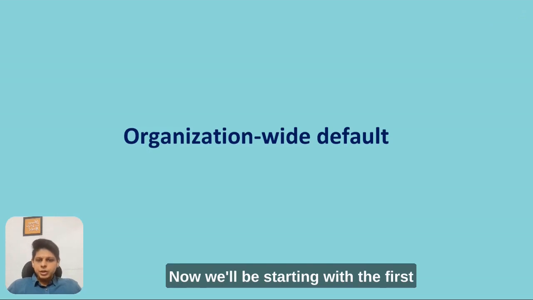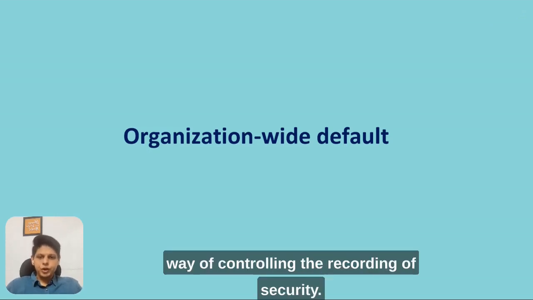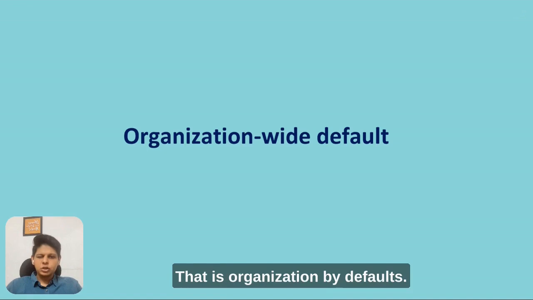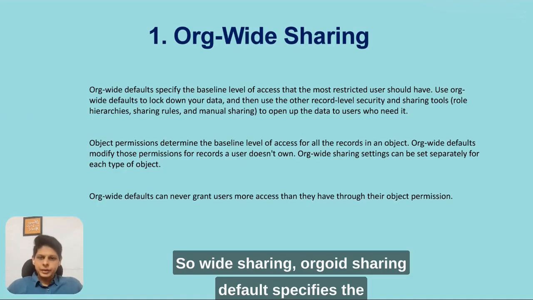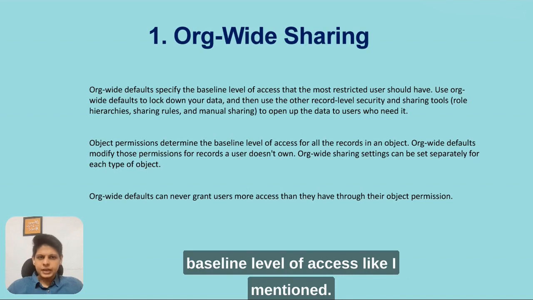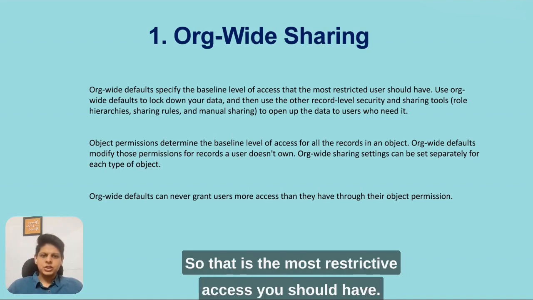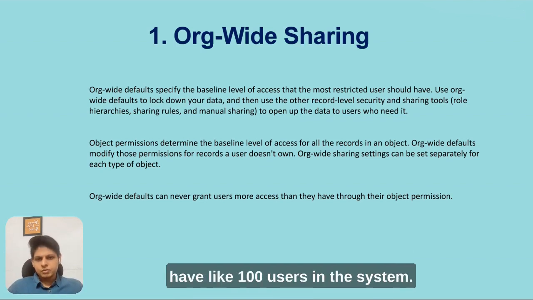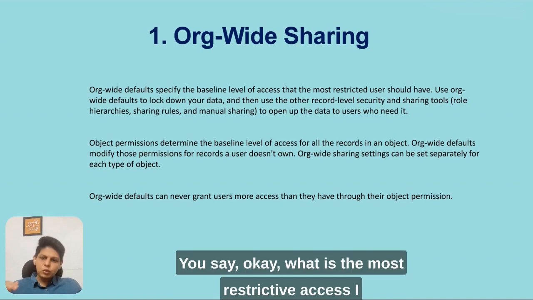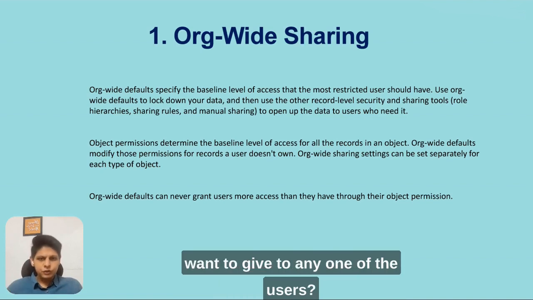Now we'll be starting with the first way of controlling the record level security, that is organization-wide defaults. So, org-wide sharing. Org-wide sharing default specifies the baseline level of access, like I mentioned. So that is the most restrictive access you should have. So for example, you check, okay, you have like 100 users in the system. You say, what is the most restrictive access I want to give to any one of the users?